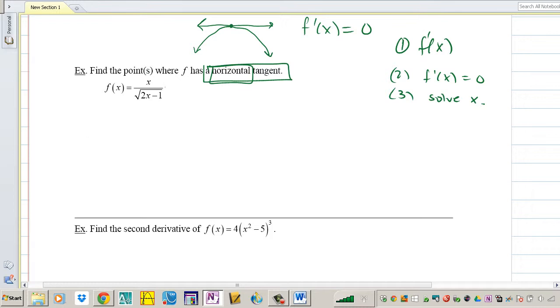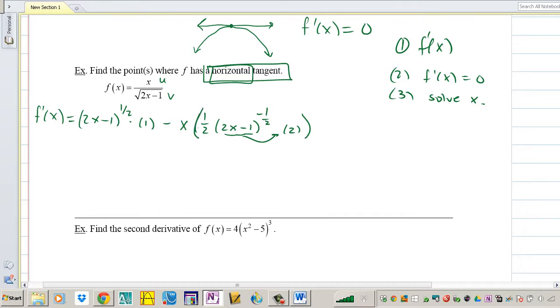Now I have a quotient rule. So this is my u, v. So f prime is the bottom, which is 2x minus 1 to the half, times the derivative of u, which is 1, minus u times the derivative of v, which is 1 half 2x minus 1 to the negative 1 half, chain rule, times 2, all over 2x minus 1 to the 1 half, squared.